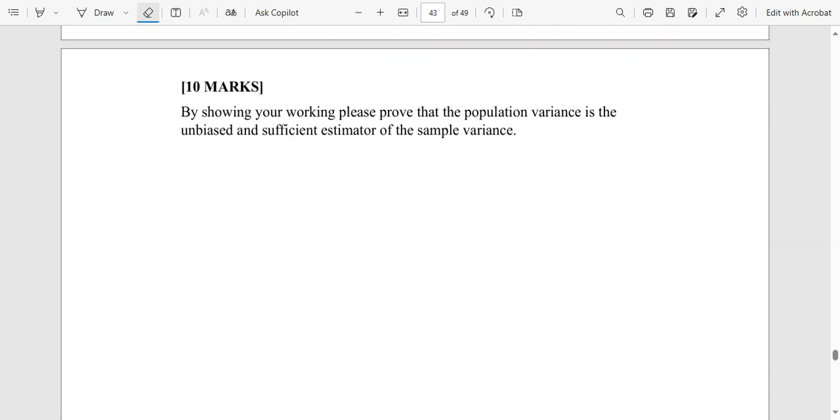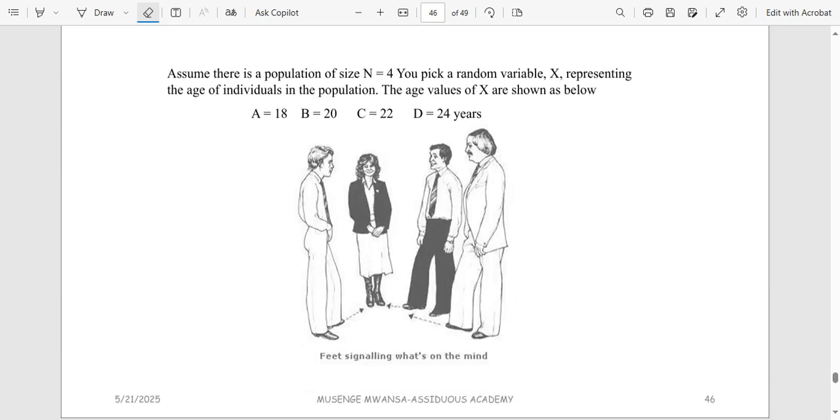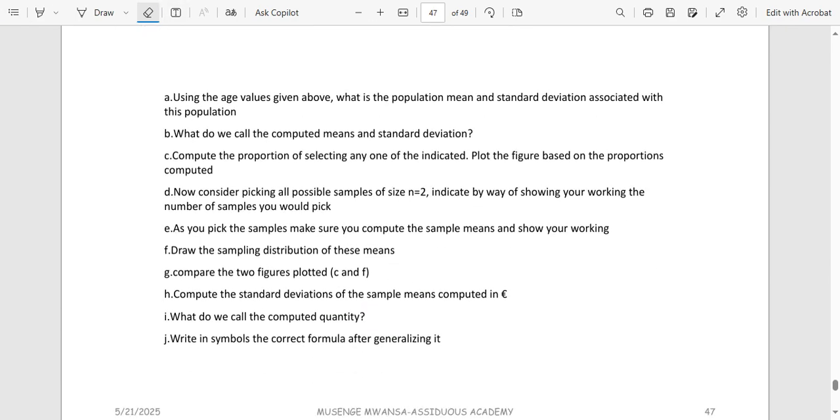By showing your working, please prove that the sample variance is an unbiased estimate of the population variance. So I'll ask you to do this one. And then you have this. Assume there is a population of size n equal to 4. You pick a random variable x, representing the age of individuals in the population. The age values of x are shown as below: 18, 20, 22, and 24. The first part of the question is, using the ages given above, what is the population mean and standard deviation?